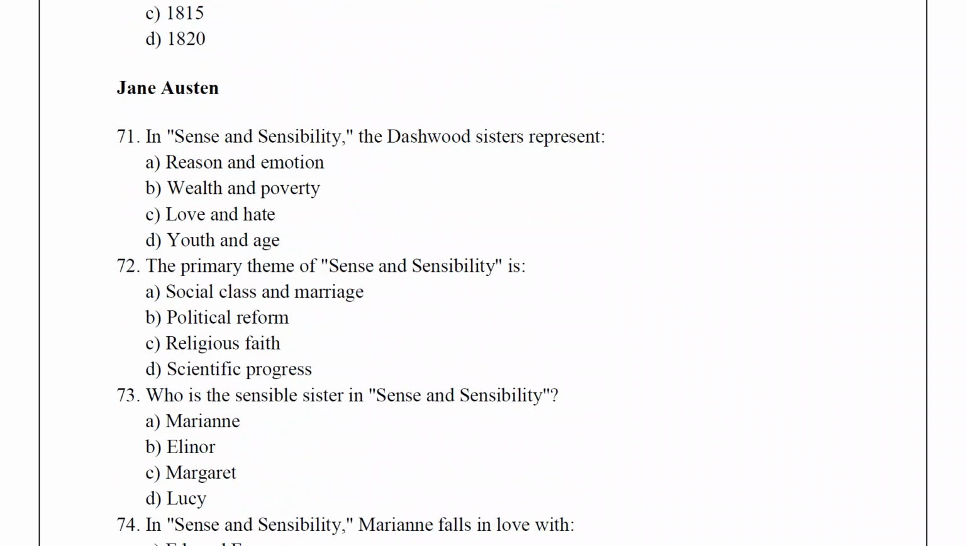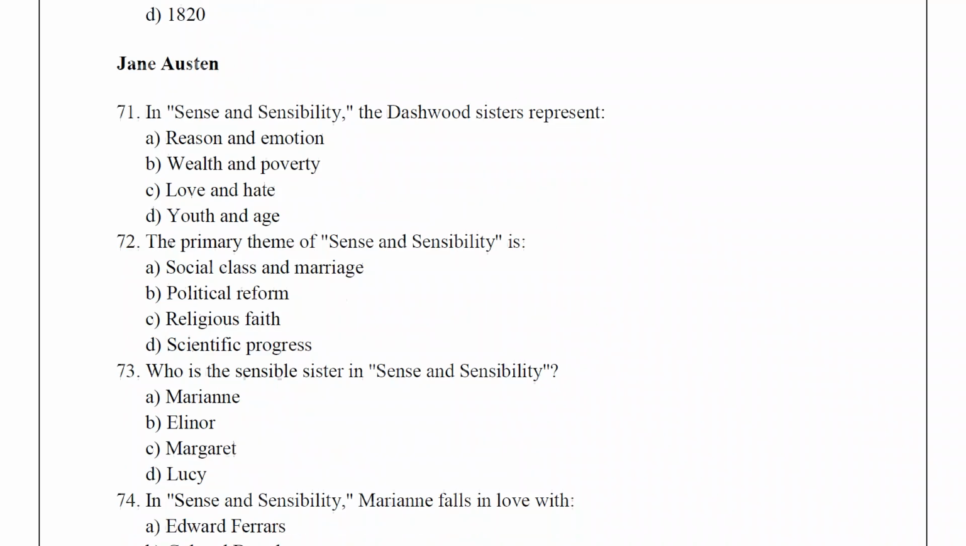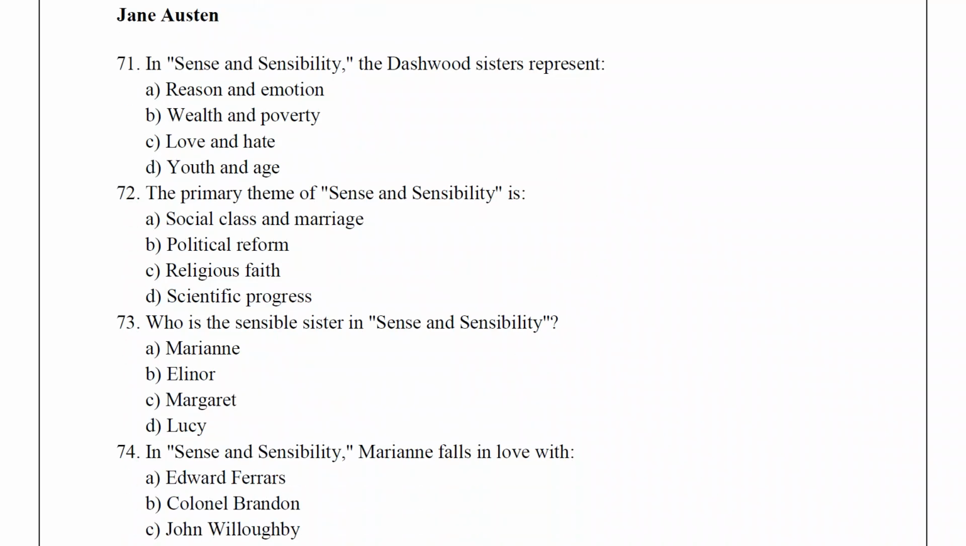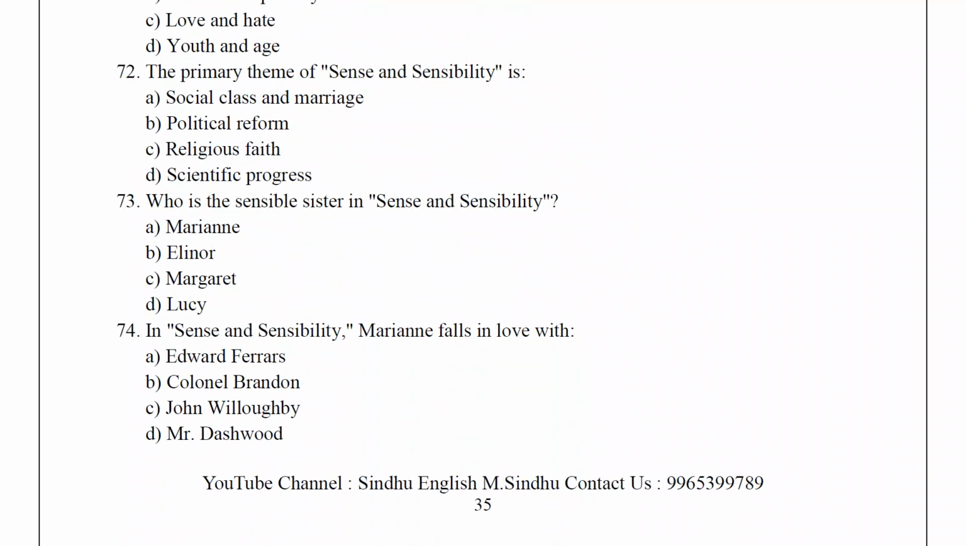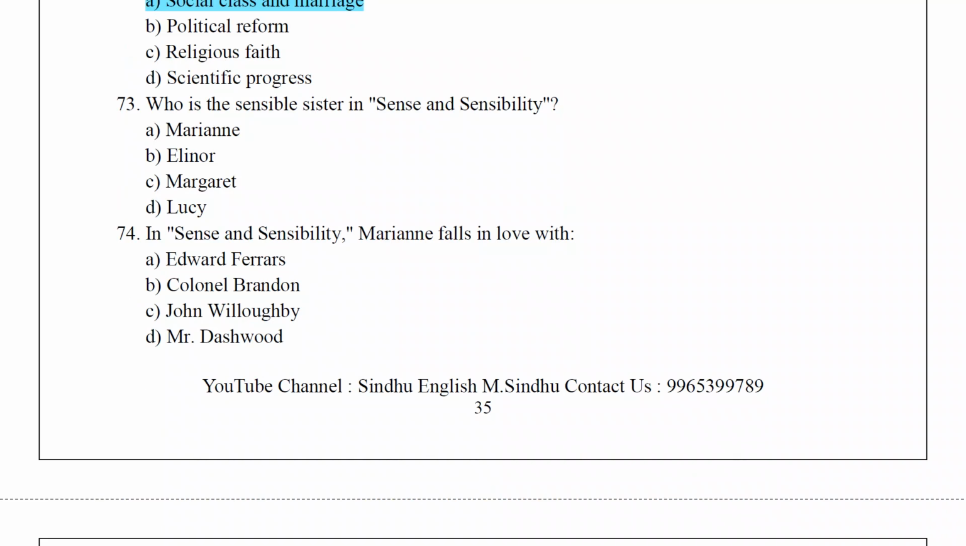Next topic, Jane Austen, Sense and Sensibility. In Sense and Sensibility, the Dashwood sisters represent reason and emotion. The primary theme of Sense and Sensibility is social class and marriage. Who is the sensible sister in Sense and Sensibility? Elinor.